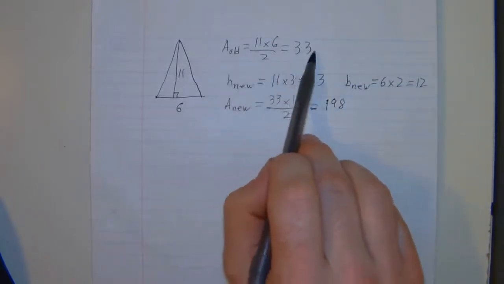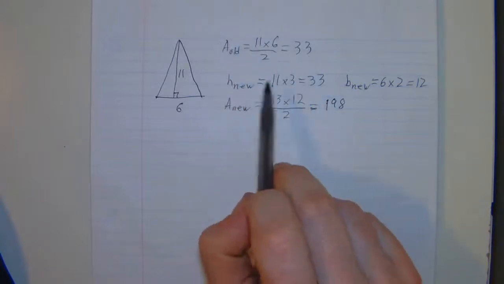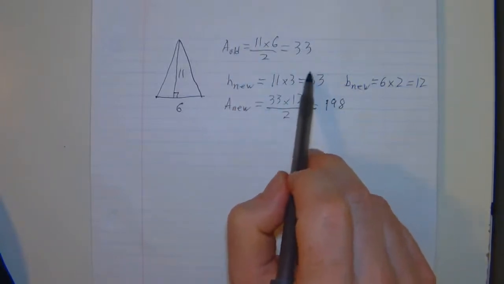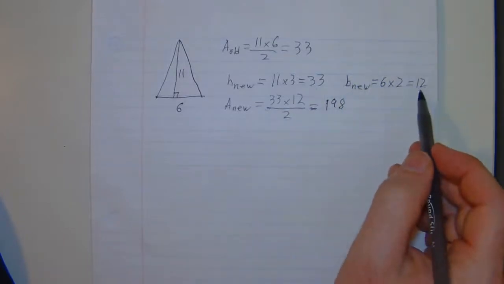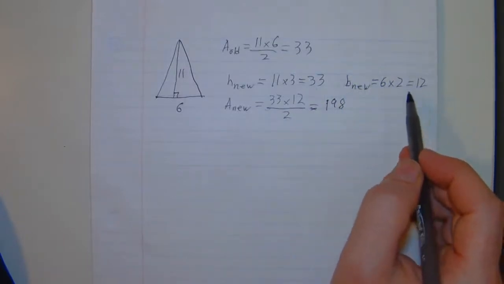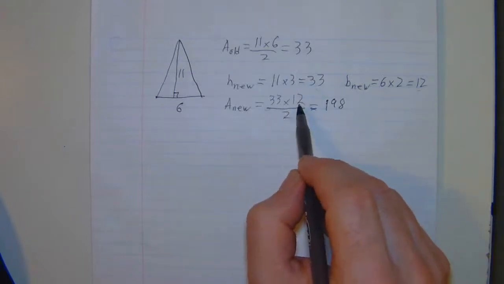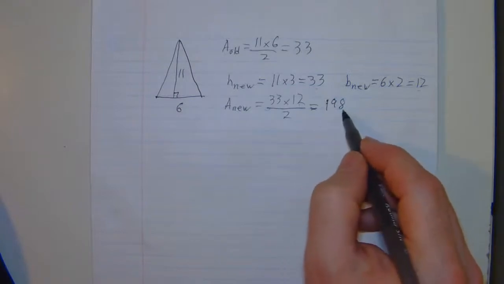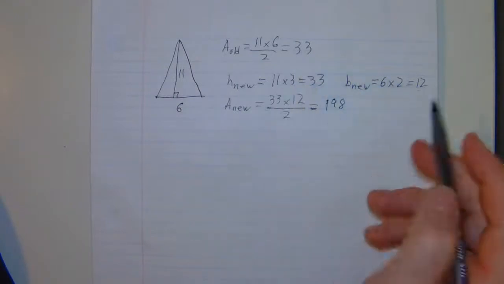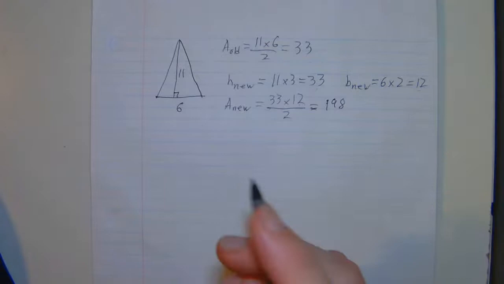So the point I want to reinforce about this is here we did it kind of the long way. So we went back, we said, okay, we've got the original area. Let's calculate the actual value of the new height. It's 33. Let's calculate the actual value of the new base. It's 12. Let's take the base times the height divided by 2 and get the new area. So we've gone through and we've done the entire calculation.